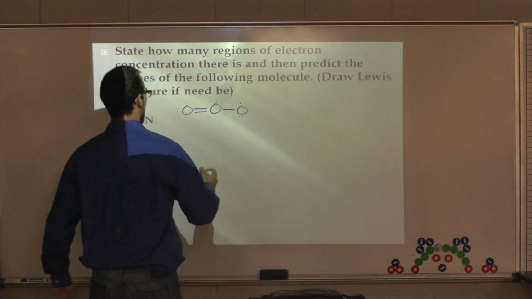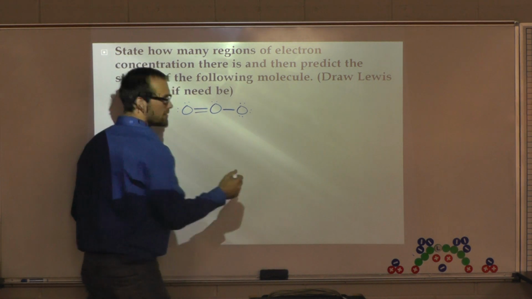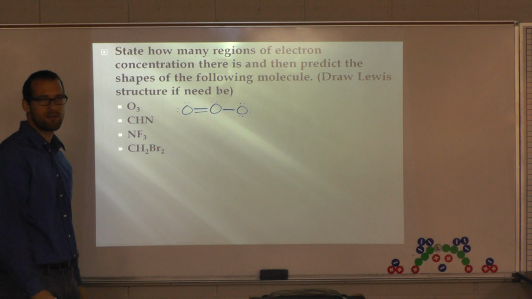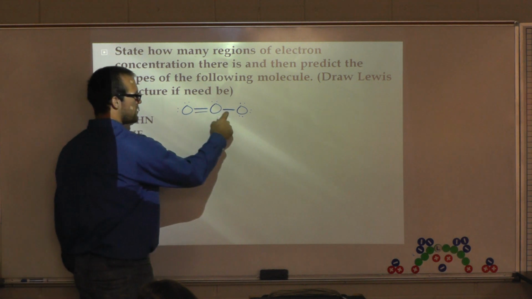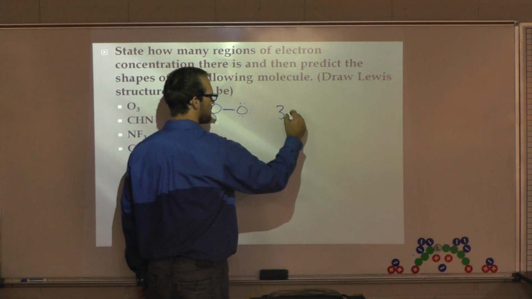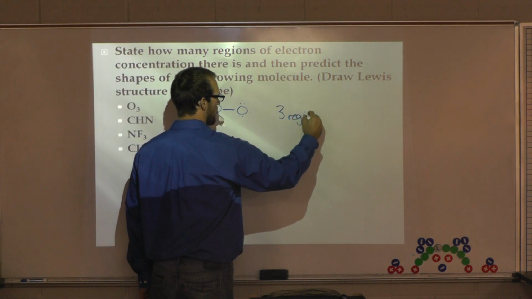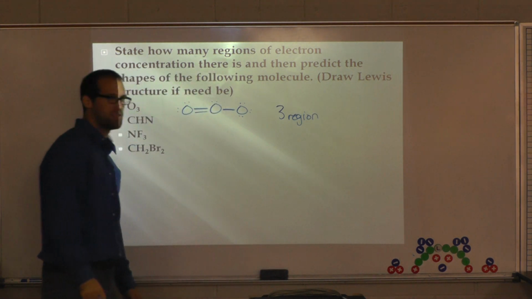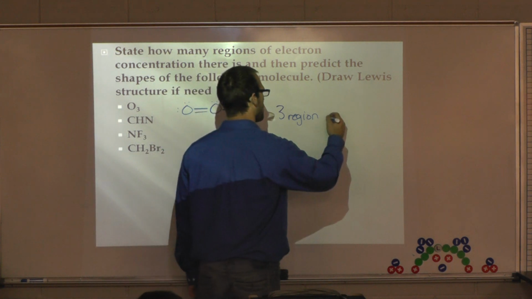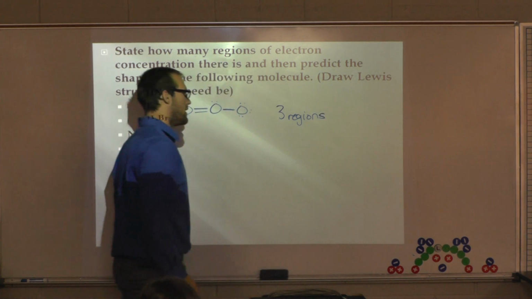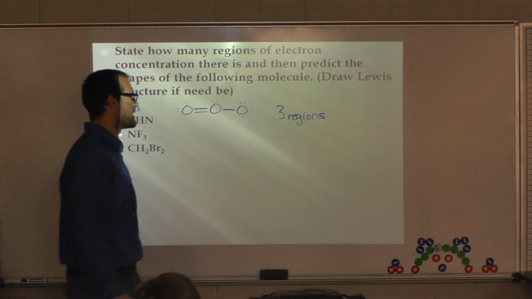Okay, so how many regions here? 2. Or 3, because of the pair above the middle one. 1, 2, 3 regions. Why is that? Because lone pairs exist as a region. On the central atom. Ah, okay, missed that one. 3 regions. How many of those regions are bonded? 2.